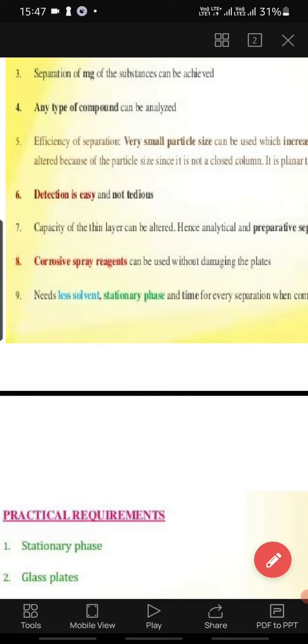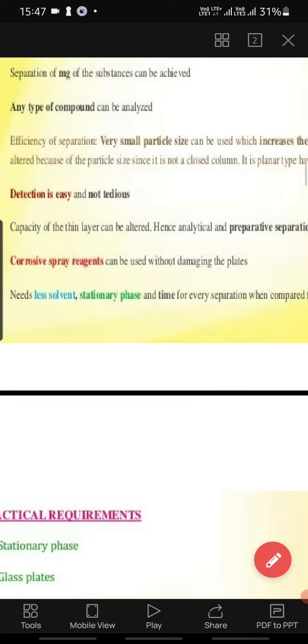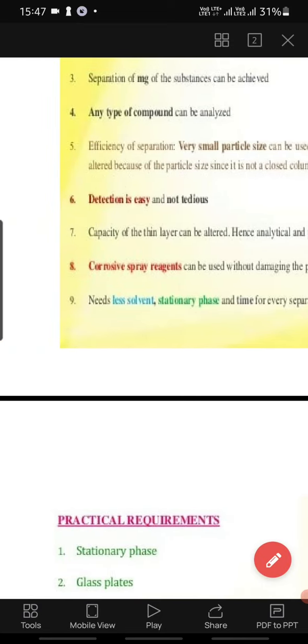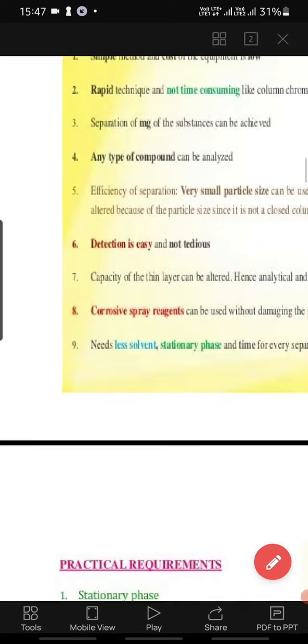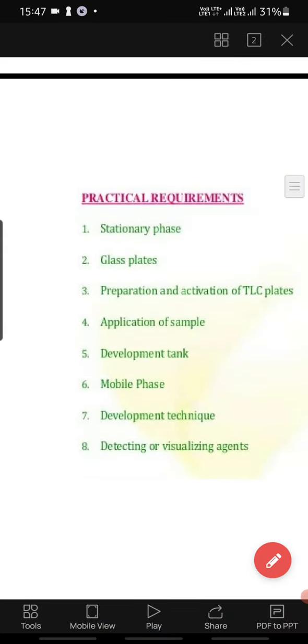need less solvents, stationary phases, and time for every separation when compared to the column chromatography. It requires very less solvent as well as stationary phase, as well as it requires the less time consuming process, so we can use the TLC efficiently as compared to the paper chromatography.